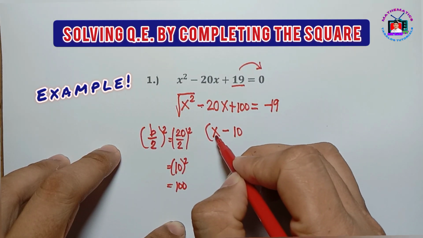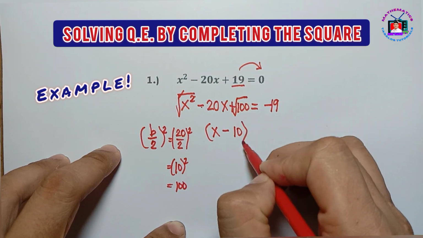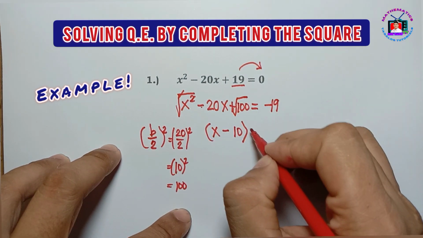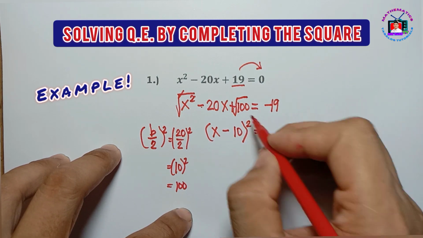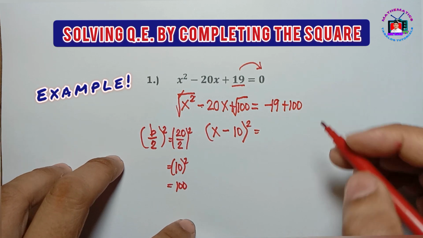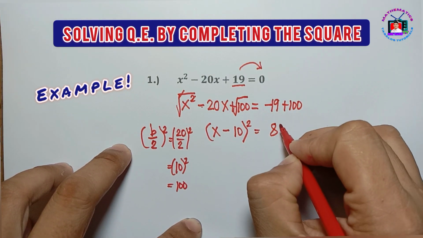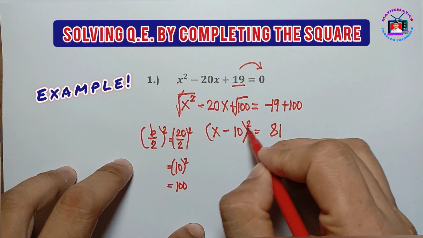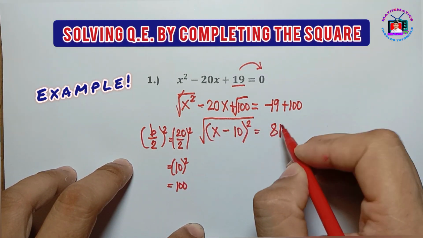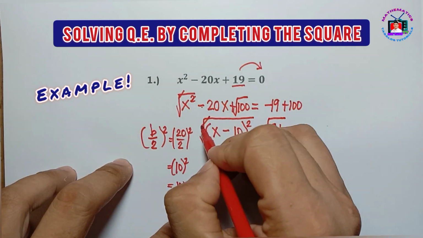Okay, then since we have a perfect square trinomial, we get its factor, which is the square of a binomial. This is the process: we take the square root of the first term, x squared is x, the square root of 100 is 10, then the operation of the middle term is minus. So that is our perfect square, the square of a binomial. Then on the right side, we also add 100. So negative 19 plus 100 equals 81.